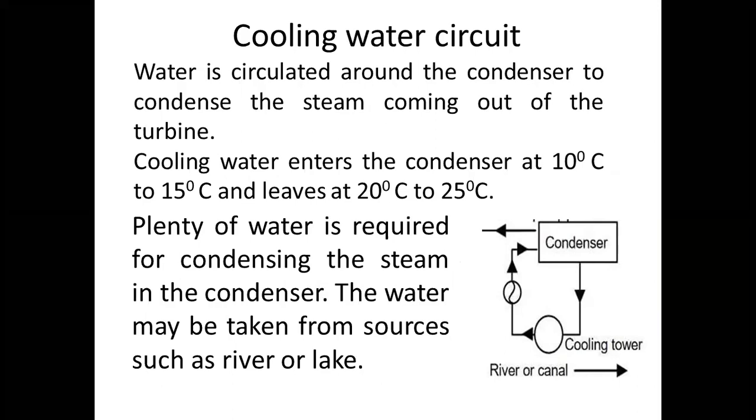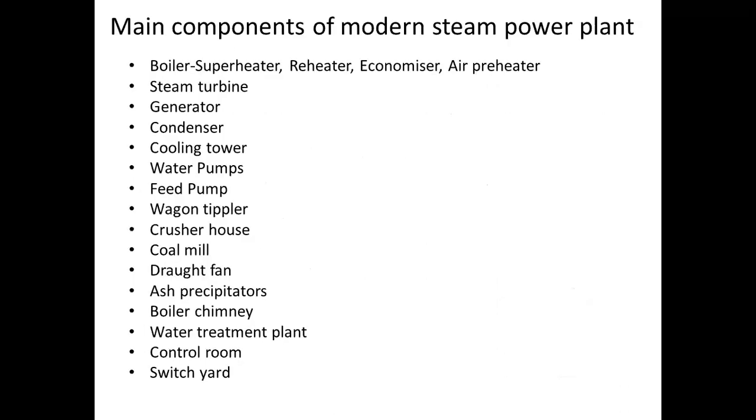This is a pump. You can see there is a pump which is responsible for circulation of the water. Water is circulated around the condenser to condense the steam coming out of the turbine. Cooling water enters the condenser at approximately 10 degrees Celsius to 15 degrees Celsius and leaves the condenser at 20 degrees Celsius to 25 degrees Celsius. Plenty of water is required for condensing the steam in the condenser. The water may be taken from a source such as a river or lake, and it can be reused again and again with the help of a cooling tower.